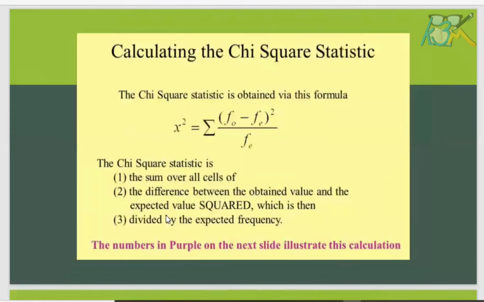Okay, next. So in calculating the chi-square statistic, we have this formula. So chi-square is equal to the summation of the frequency obtained minus the frequency expected, quantity squared, over the frequency expected.